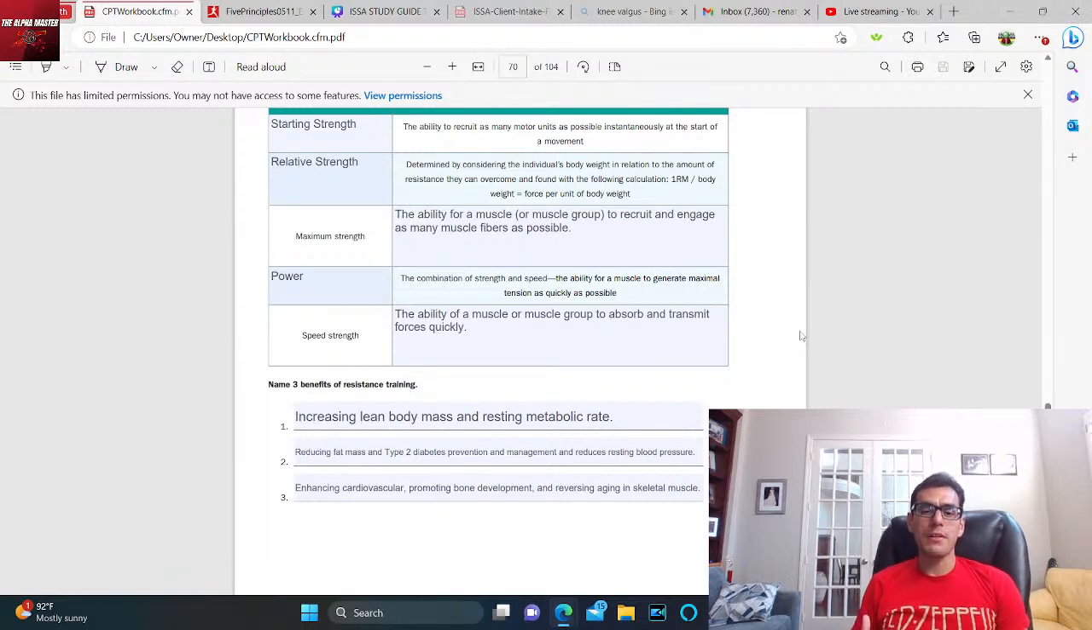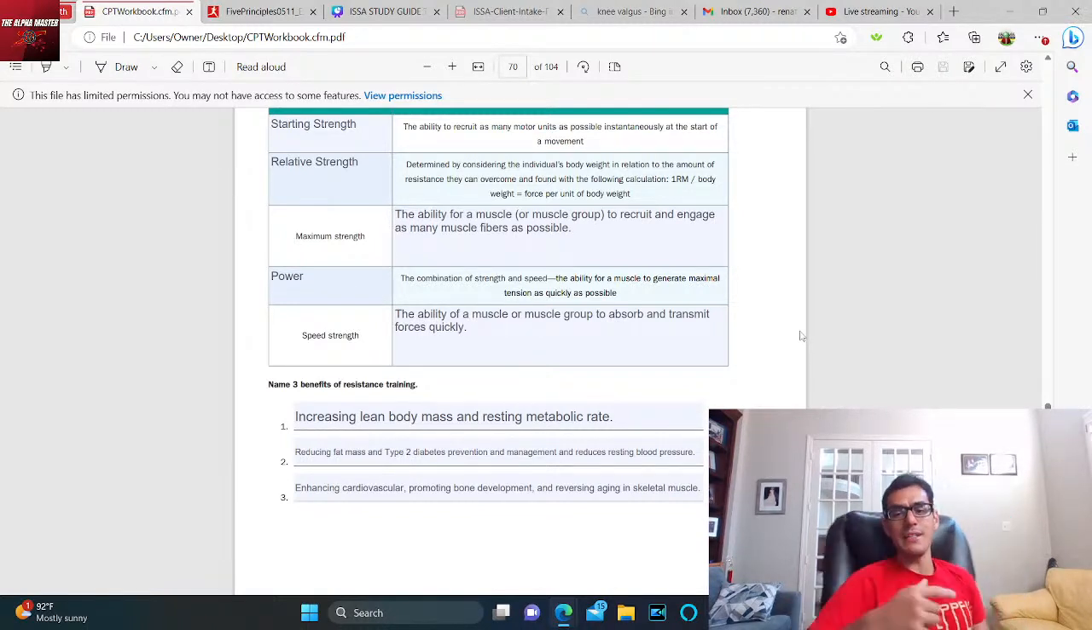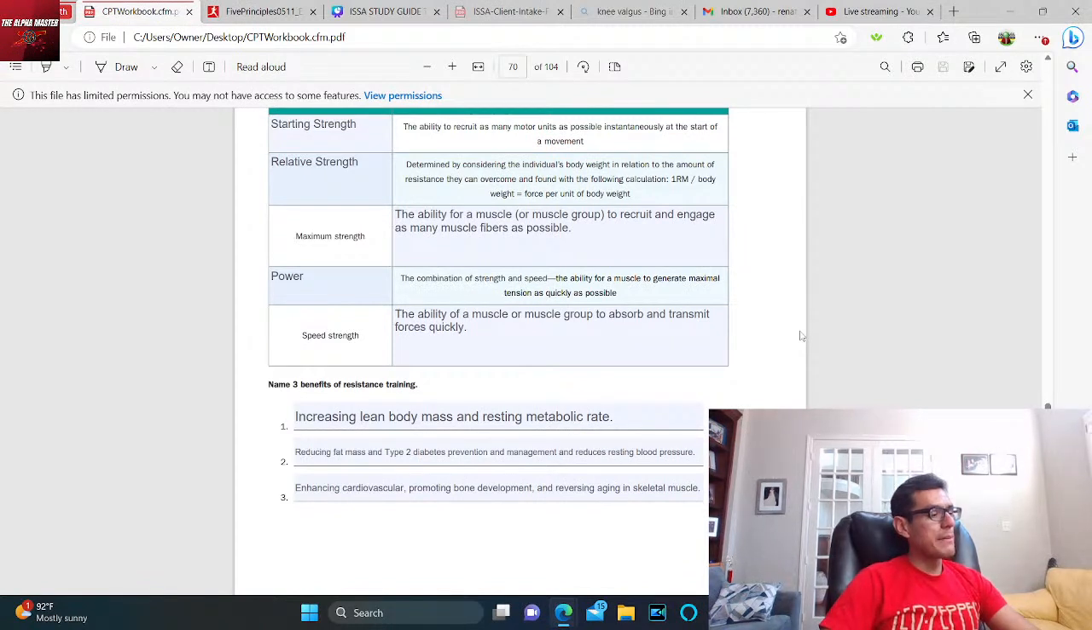It reduces fat mass, helps with type 2 diabetes prevention and management, and reduces the resting blood pressure. It enhances cardiovascular health, promotes bone development and reverses aging skeletal muscle. It increases lean body mass and resting metabolic rate. Reduces fat mass and type 2 diabetes prevention and management.